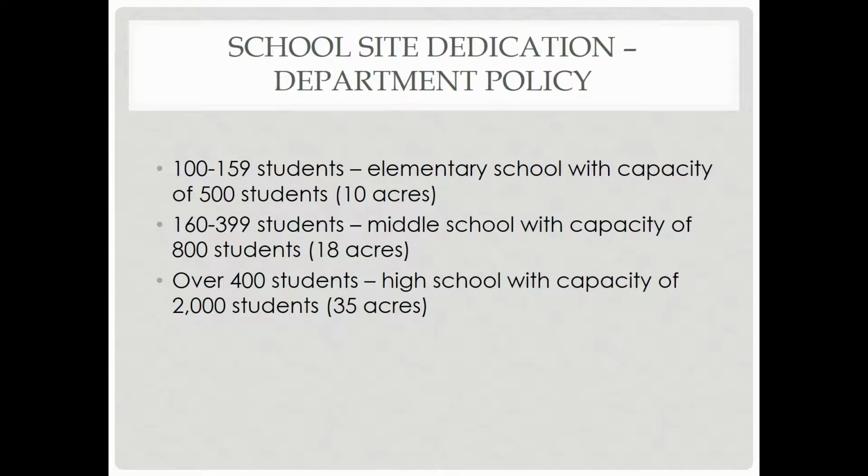In regards to the departmental policy for a school site dedication, if 100 to 159 students are generated from a rezoning, that would indicate that an elementary school site would be needed with a capacity of 500 students, and so on. As the numbers increase, the school site dedication also increases.